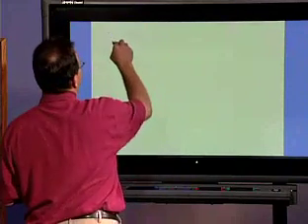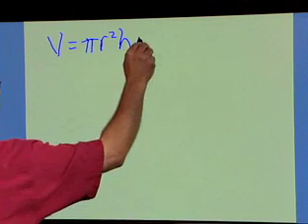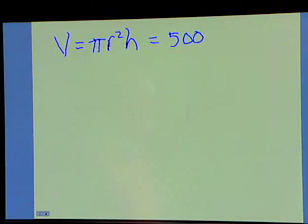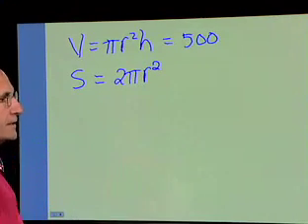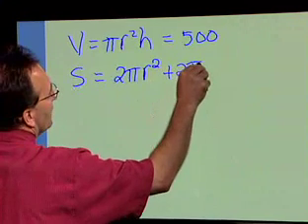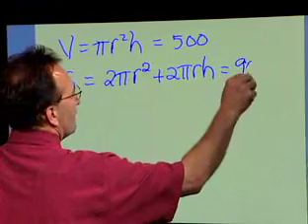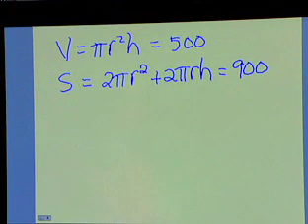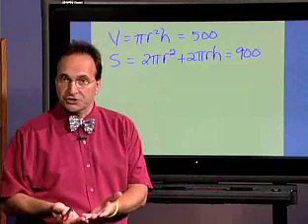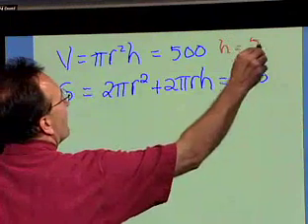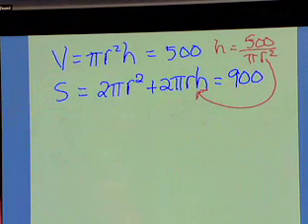So let me write those down. We have volume is equal to pi r squared h. And that's the half liter, or in other words, 500 cubic centimeters. The other formula, surface area, is equal to 2 pi r squared plus 2 pi r h. And in that case, we were told the surface area was to equal 900 square centimeters. So once again, let's make a substitution where in the first equation up here, we solve for h. H is equal to 500 over pi r squared. We're going to take that and substitute it in for h.